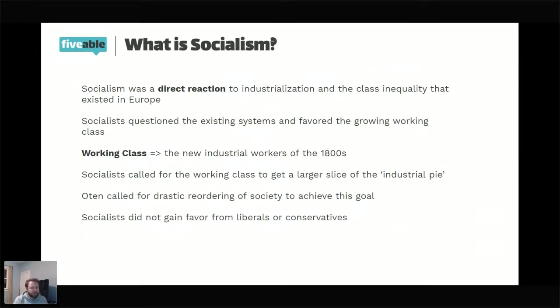But the thing that is also different here is that socialists are not going to gain favor with liberals or conservatives. And here I need to remind you guys that liberals and conservatives of the 1800s are not liberals and conservatives of 2020. All right. These are not the same people. These are not the same groups.